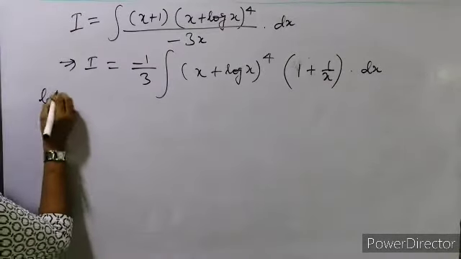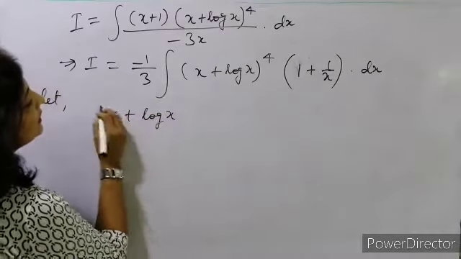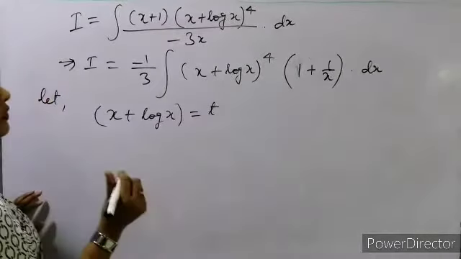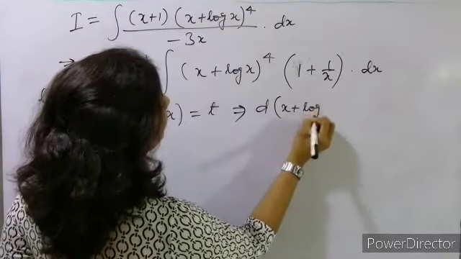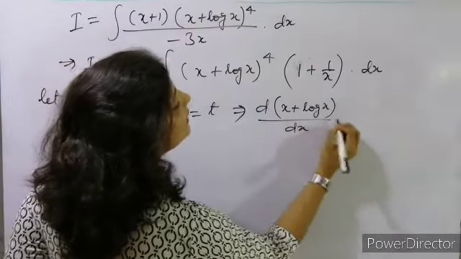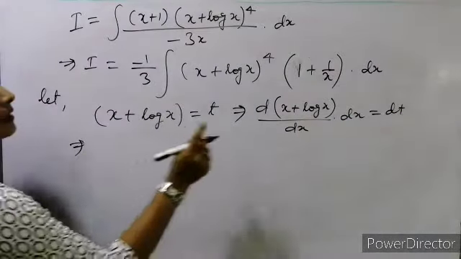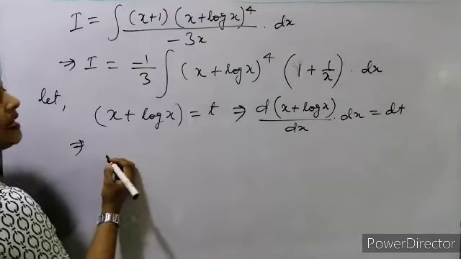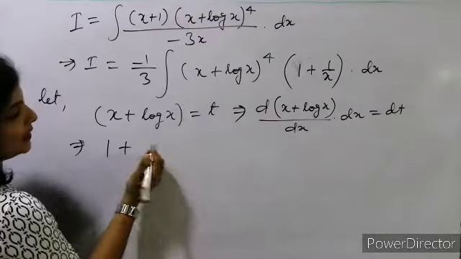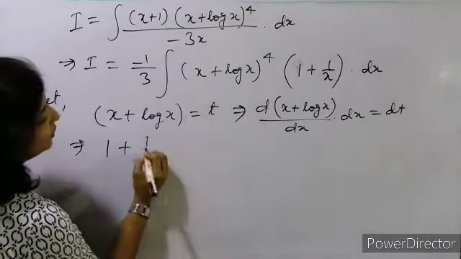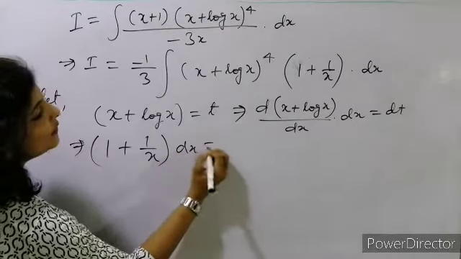So first of all, by the substitution method, we take x plus log x equal to t. Then differentiating both sides, what will we get? Differentiating this function with respect to x, we get 1 plus log x with respect to x. The derivative of log x with respect to x is 1 upon x, and dx is there, that will be equal to dt.